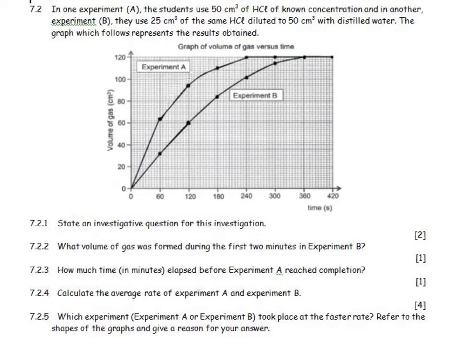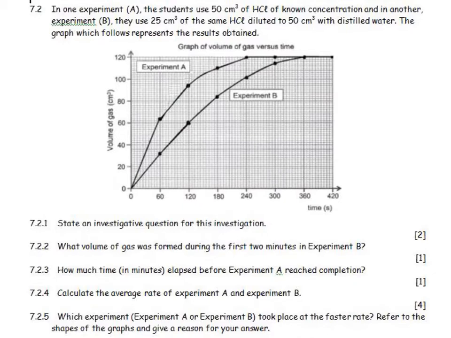State an investigative question for this reaction, and you would say something like, does an increased concentration result in a faster rate of reaction? Something along those lines. Or, the volume of gas is produced faster with more concentrated acid. But it has to be a question. So, is the volume of gas produced more quickly with a more concentrated acid? You need to somehow have time, volume of gas, and the different concentrations of acid in your question.